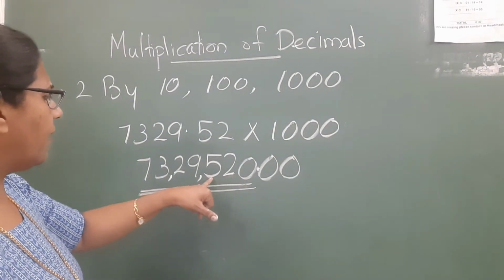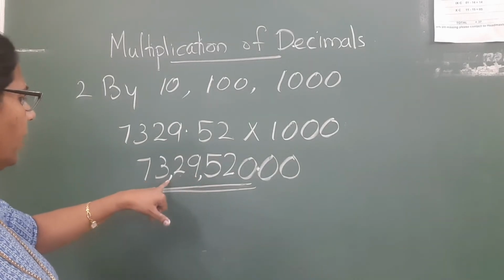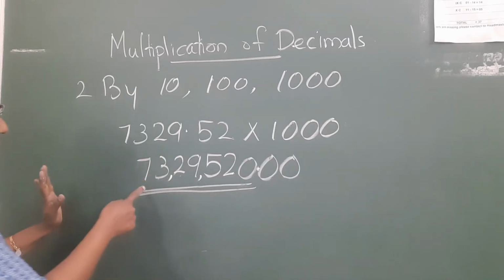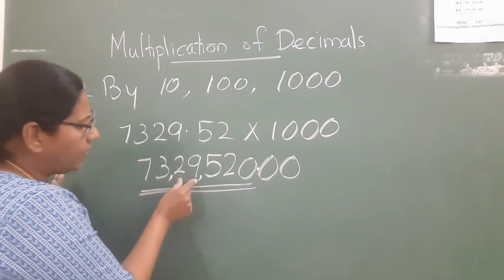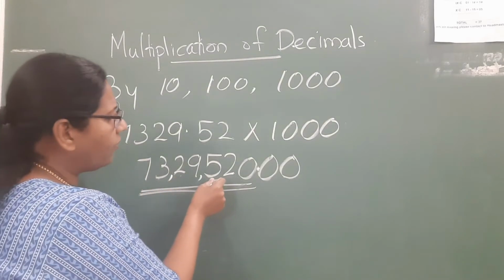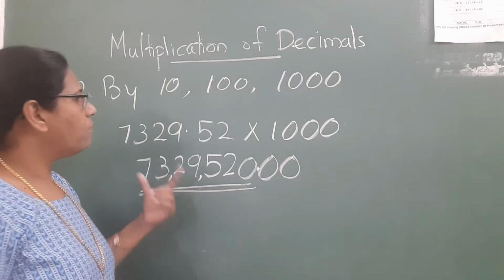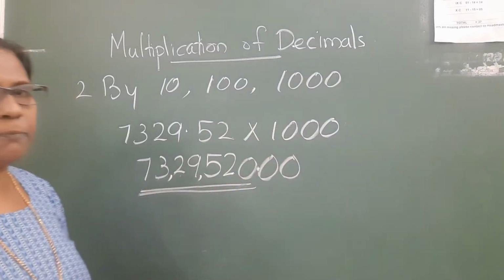Ones, tens, 100, then I gave comma, 1000, 10,000, then I gave comma, lakhs, 10 lakhs. This is how we have to write the number. Then we read 73 lakhs, 29,520. This is the product when we multiply this number by 1000.